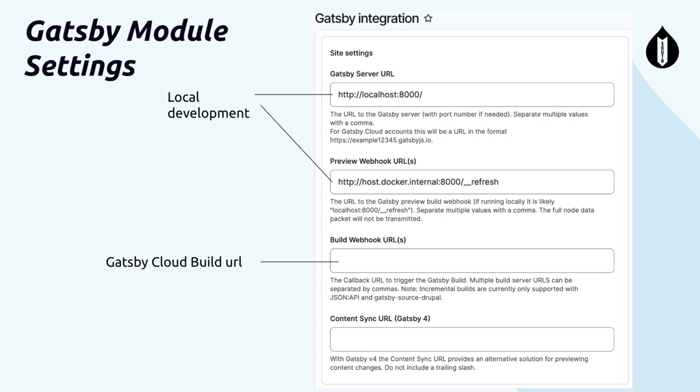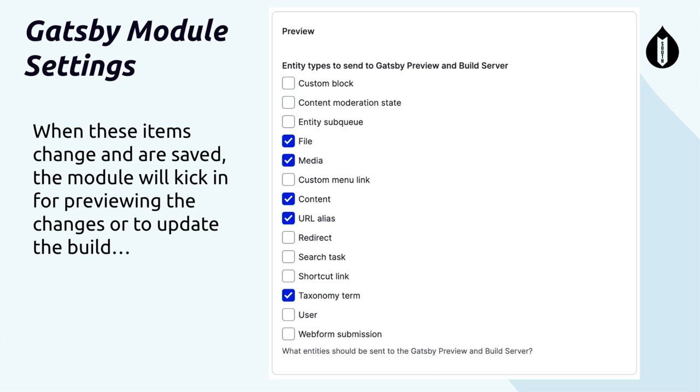That's what the settings look like in the Gatsby module. We'll add some more URLs later when we connect to Gatsby Cloud. And the module allows you to enable various entities in Drupal, which it can interact with. So if any of those change, it will send a signal to Gatsby to say, I've just changed the media file. Do you want me to rebuild that out on your front end?